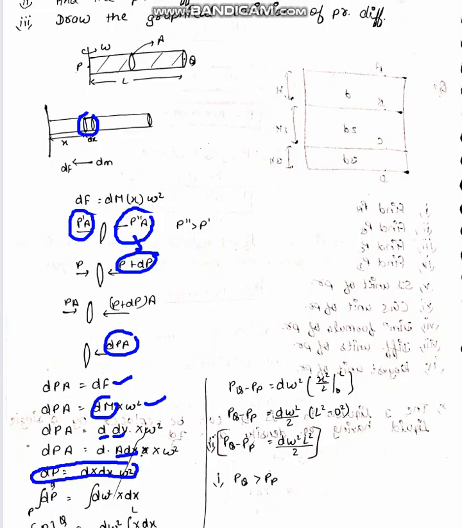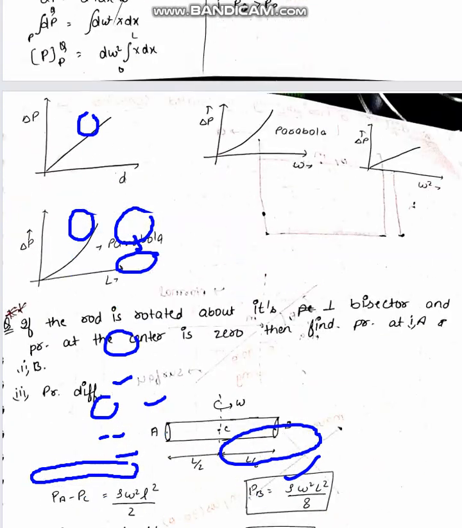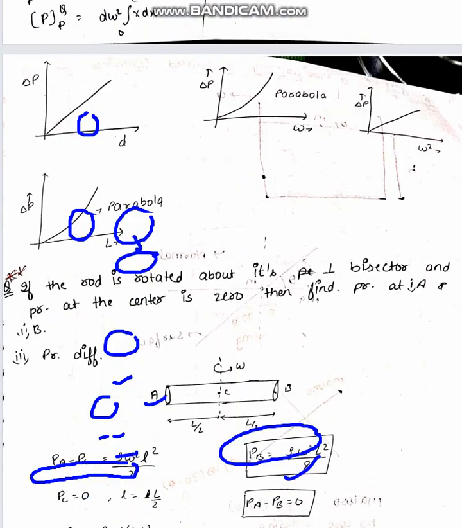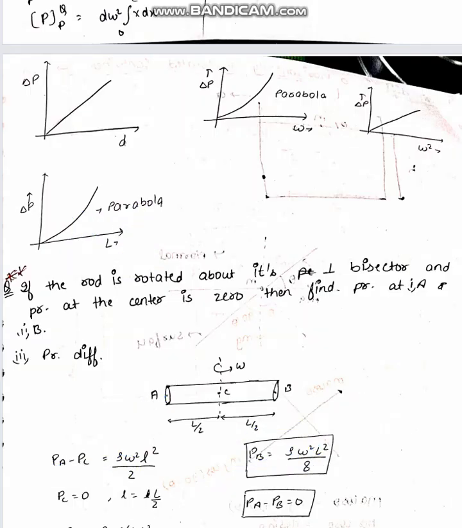Now we integrate this from P1 to P2, and after integration the result comes out to be PQ minus PP is equal to d omega square L square by 2. So we can mathematically prove that pressure at Q is greater than pressure at P. Now see the graphical variation. The graph with D is a straight line. The graph with omega is a parabola, since it is proportional to omega square. The graph with omega square is again a straight line. The graph with L, again L square is there, so the graph will be a parabola.